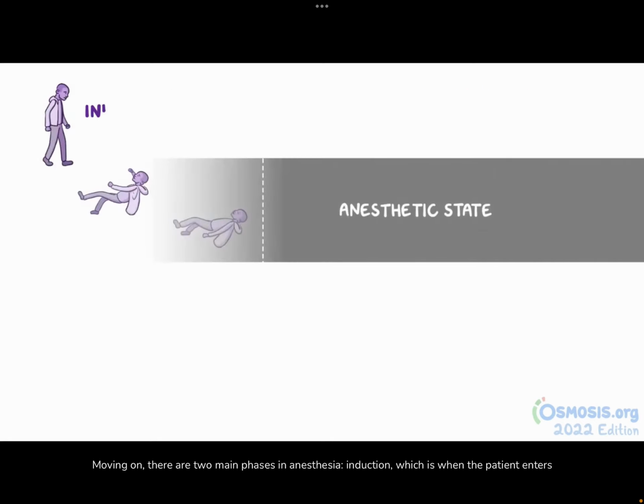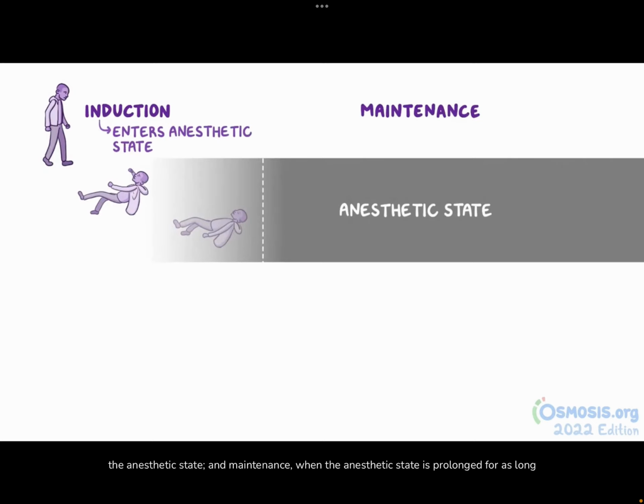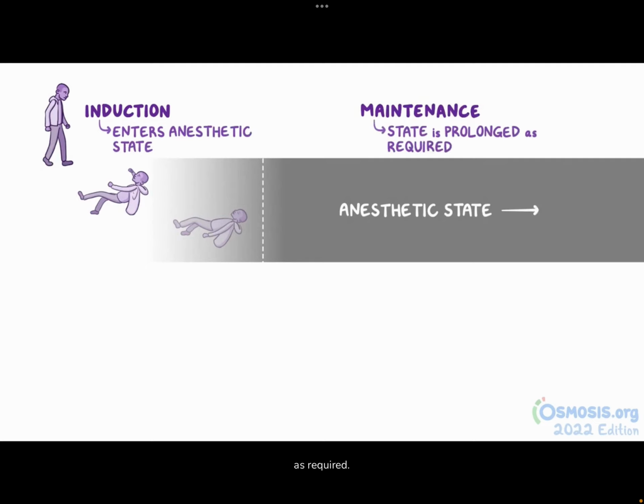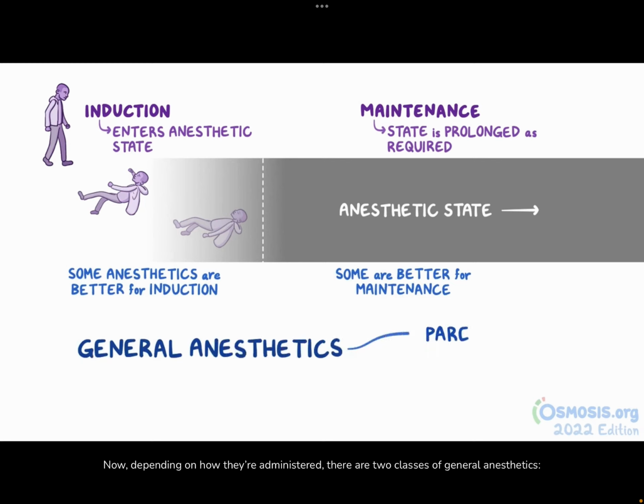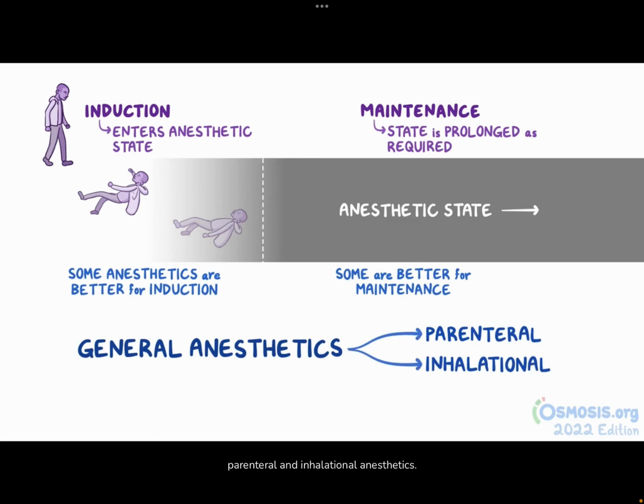Moving on, there are two main phases in anesthesia: induction, which is when the patient enters the anesthetic state, and maintenance, when the anesthetic state is prolonged for as long as required. Some anesthetics are better for induction, while others are better for maintenance. Now, depending on how they're administered, there are two classes of general anesthetics: parenteral and inhalational anesthetics.